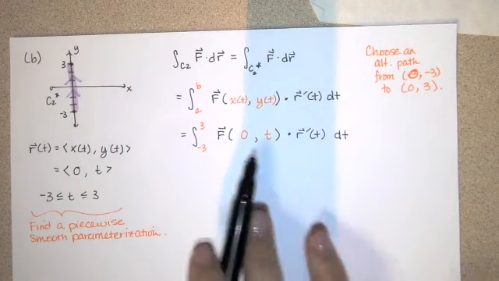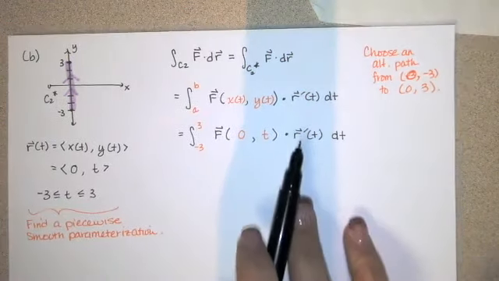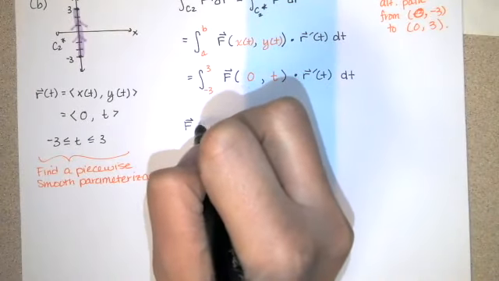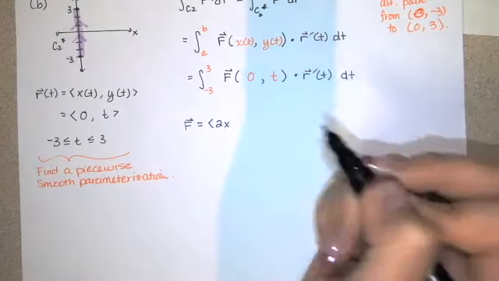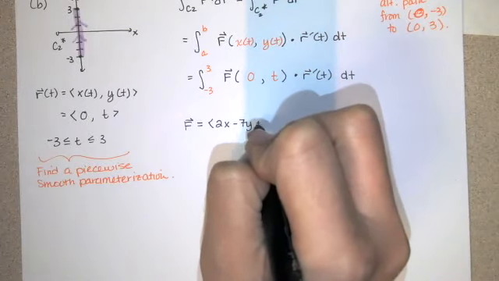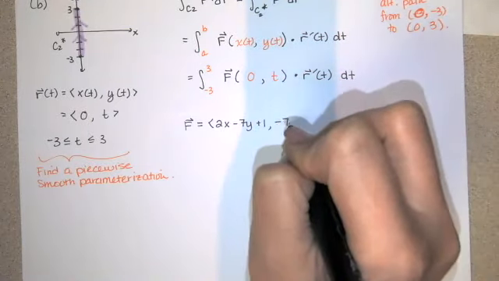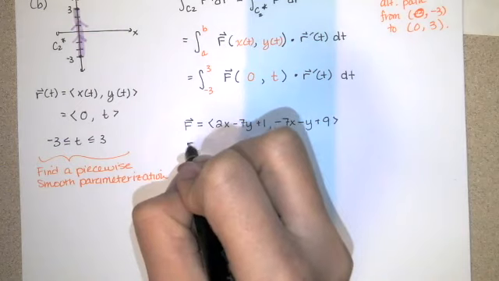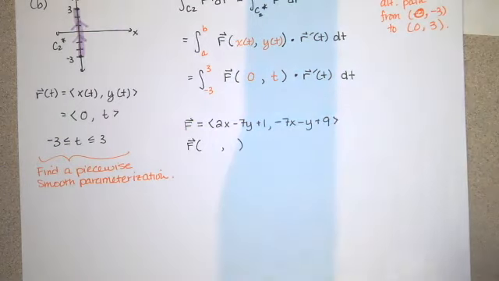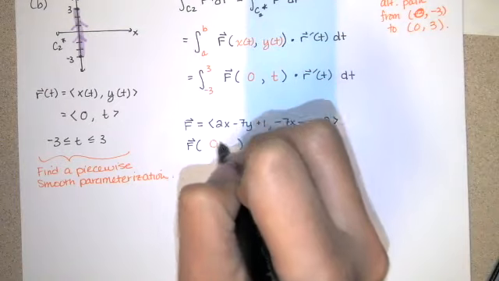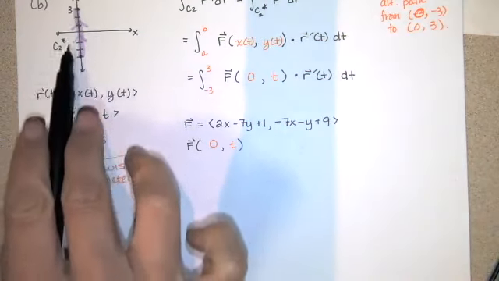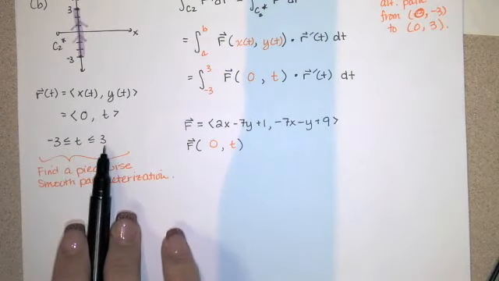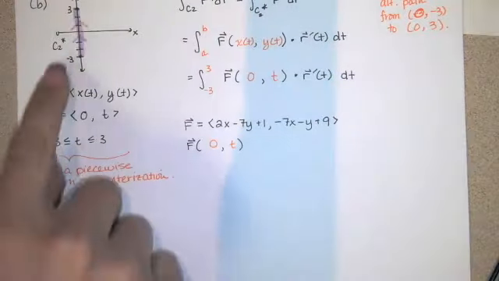Okay, and then to go on from here, we just need to find f in terms of t and then r prime and compute the dot product. So let's do that next. Now our field was this. It had components 2x minus 7y plus 1 and -7x minus y plus 9. If I want that in terms of t, I'll replace x with 0 and y with t, because that's what x is equal to when we're on this path. And that's what y can be equal to when I'm on that path, as long as t ranges from -3 to 3. We'll trace out that little path c sub 2 star.